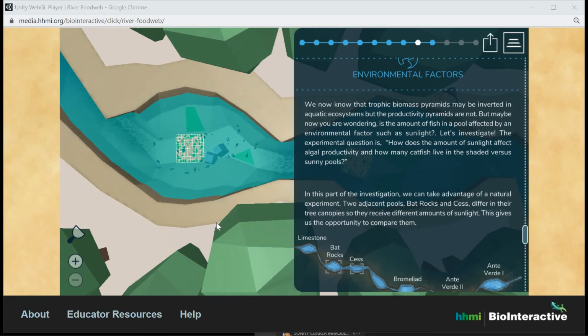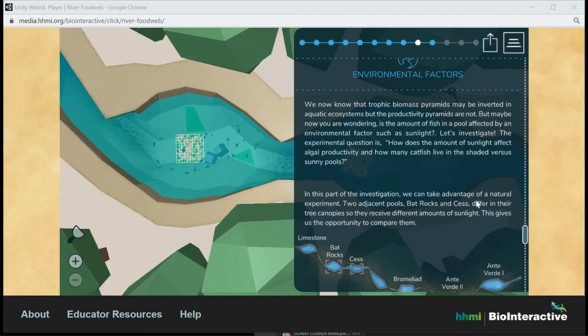Okay, so in this part of the experiment, you are going to do an experiment comparing the effect of sunlight on the productivity, or the amount of algae that's produced in each pool, and therefore how many catfish live in a shaded pool versus a sunny pool. So in this part of the investigation, you're looking at two pools, Bat Rocks and Cess.